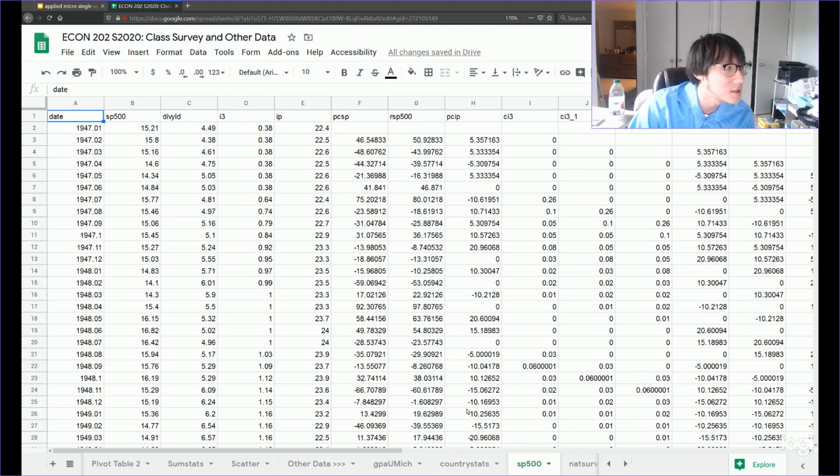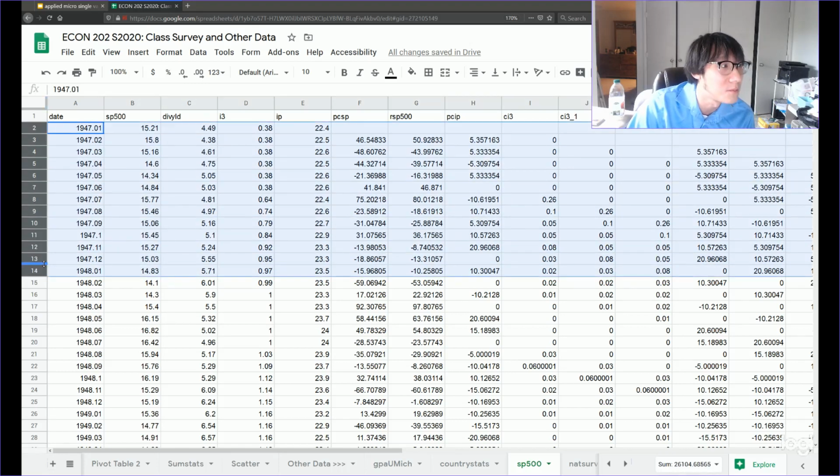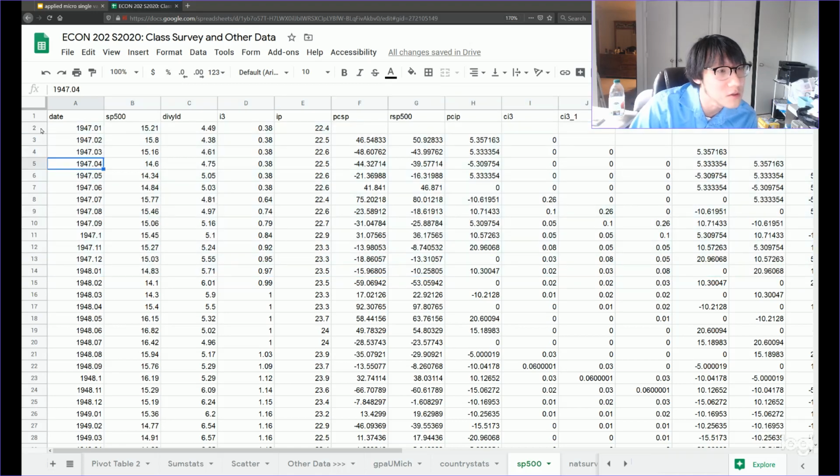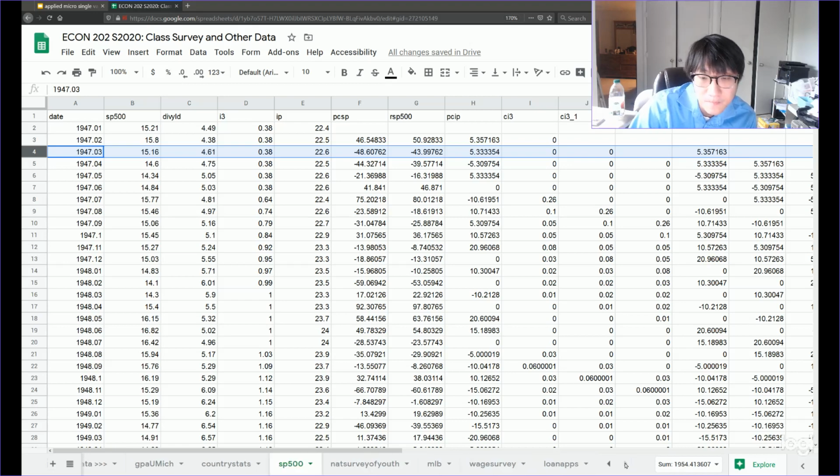Okay? What about this one? This data set is some data from the S&P 500. And you can see what this is, well, have a look. This is 1947.01, 1947.02, and notice it goes all the way to 1947.12. Okay, so these are different months in the year 1947. And so the unit of observation of this data set is a month, because each row of the data corresponds to one particular month.